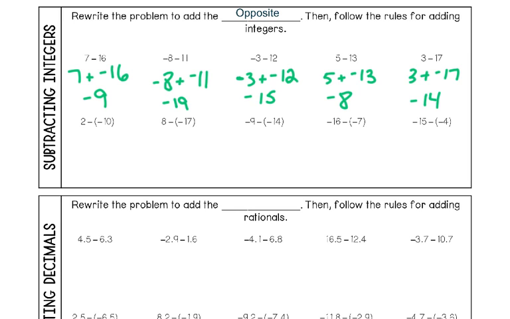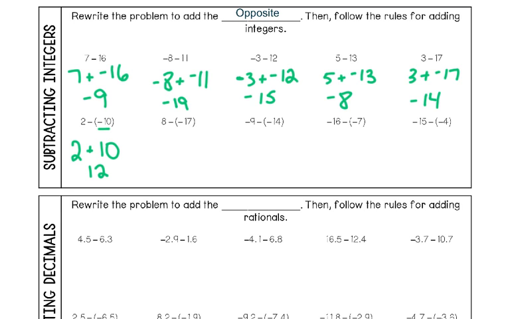Let's look at the next one. Already you should start to see Bob. When you see a minus minus, you should start to realize that there's a pattern here and you should know to do something. But I'll go ahead and work it through. I'm going to keep the first number, change the minus to a plus, and add the opposite. So the opposite of negative 10 is 10. So this problem is really 2 plus 10, which is 12.